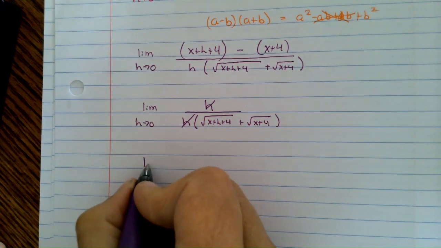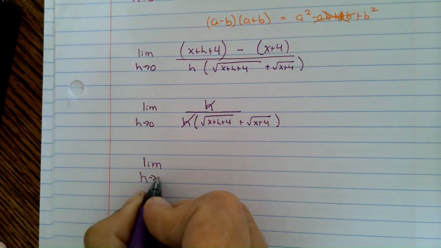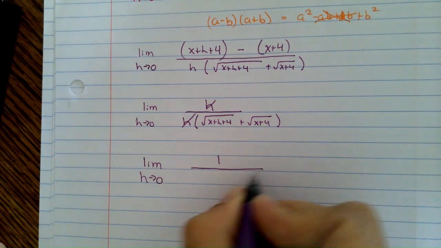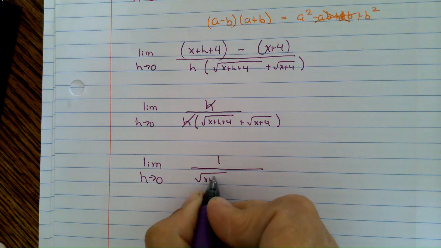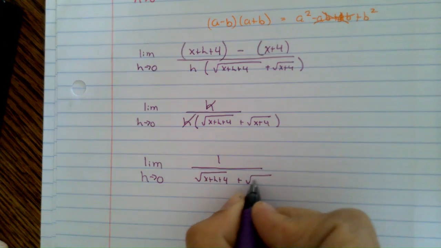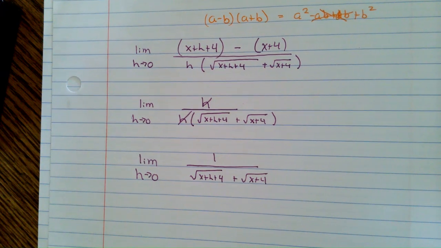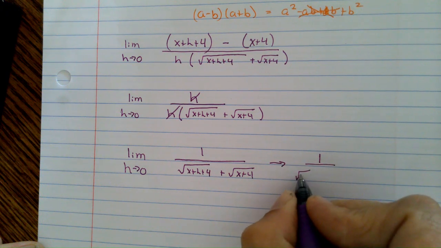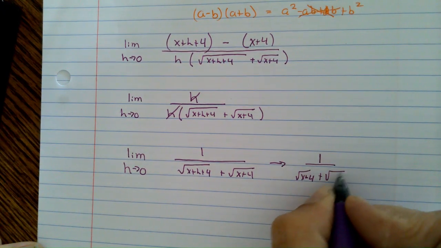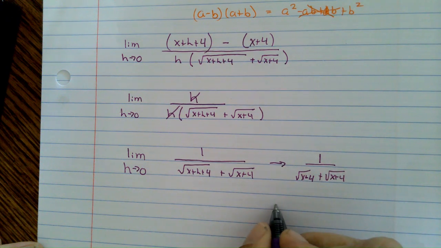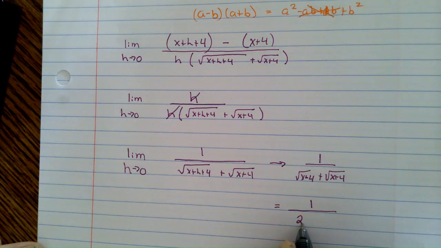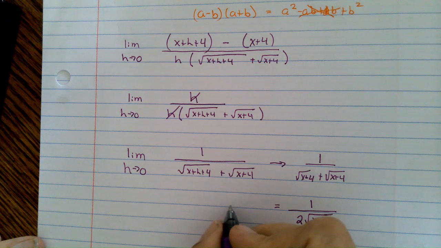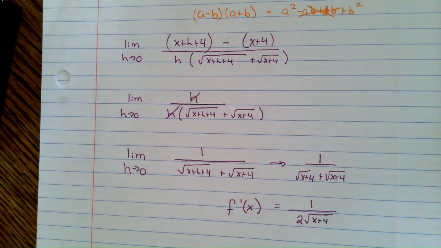And we have the limit as h approaches 0 of 1 over the square root of x plus h plus 4 plus the square root of x plus 4. Now when I substitute in 0 for h, I get the square root of x plus 4 plus the square root of x plus 4, which is boom. Now I have my derivative. Okay, so my derivative's finally done.